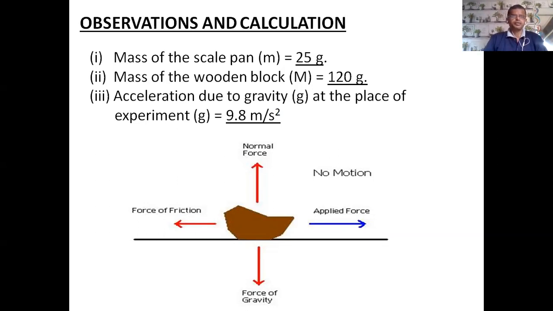Second, the mass of the wooden block, capital M, which is definitely 120 gram. And third, small g. This value we found in the last practical, number 6.1. It is 9.8 meter per second square, otherwise 980 centimeter per second square.